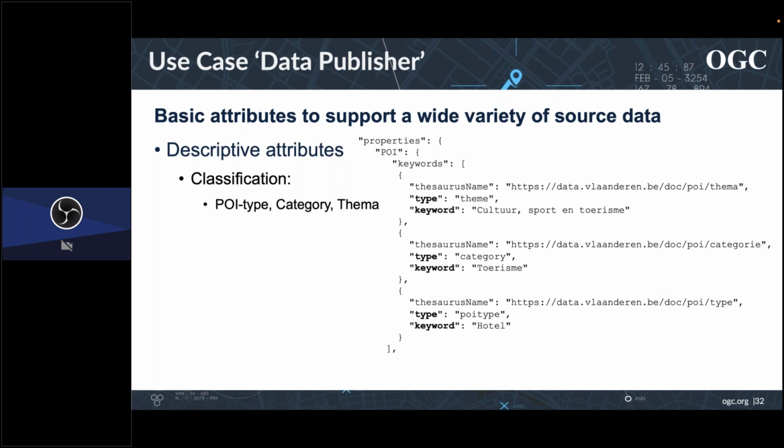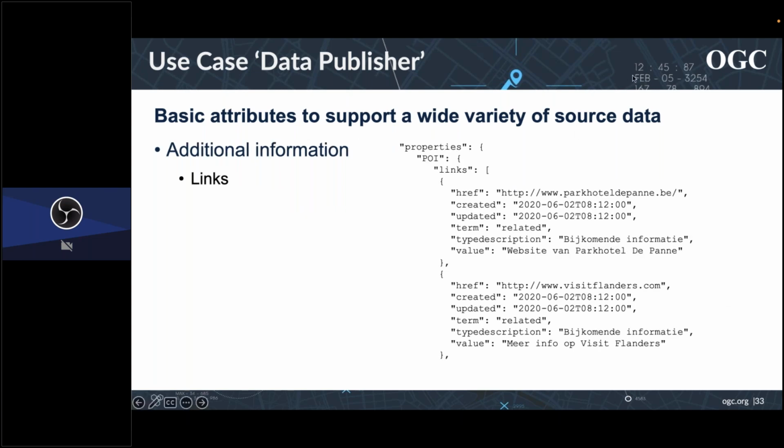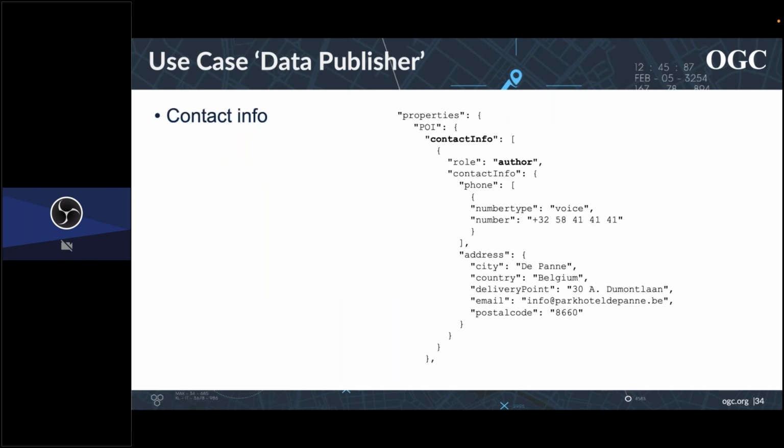That's a typical code list that can be used in Flanders. In the next slide, you can see how we've modeled the external links to get more information on the POI. And in the next slide, here we have the contact information with one specific role. In this case, it's the author. This is the one that is responsible for the information or the address information of the hotel in this case.